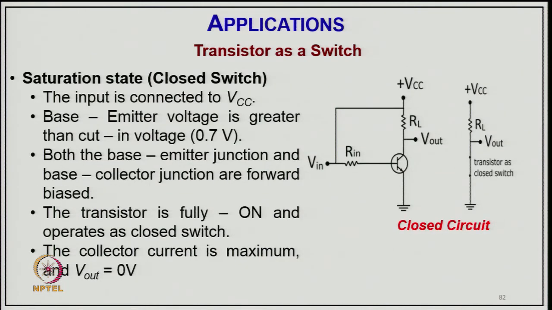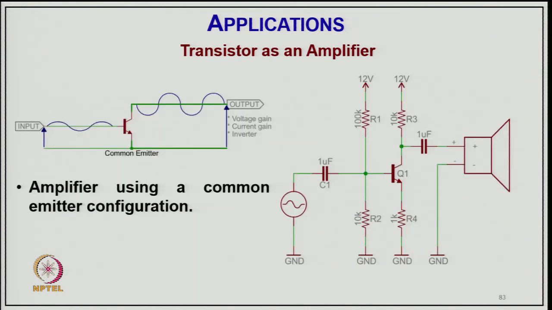And the second state is the saturation state, where you give the signal, you connect the input and bias it with the input supply. So, the base-emitter voltage is greater than the cutoff 0.7 volt, and both the base-emitter junction and base-collector junction are forward biased, and the transistor is fully on and operates as a closed switch. The collector current is maximum, and Vout is 0 here, because it is connected to the ground. And this is typically an application as a transistor amplifier.